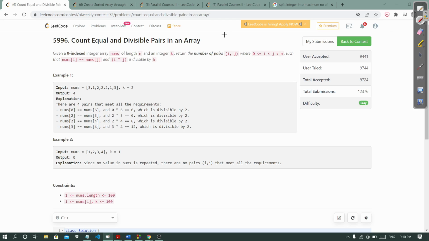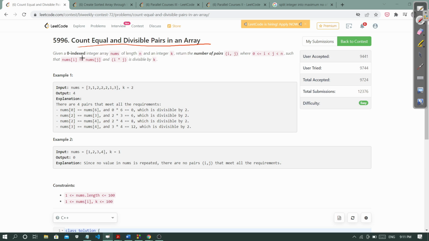In today's video, I am going to solve Biweekly Contest 22 problem number 1. Problem number 1 is Count Equal and Divisible Pairs in an Array. Let's first read the problem statement, and after that we will see the approach.